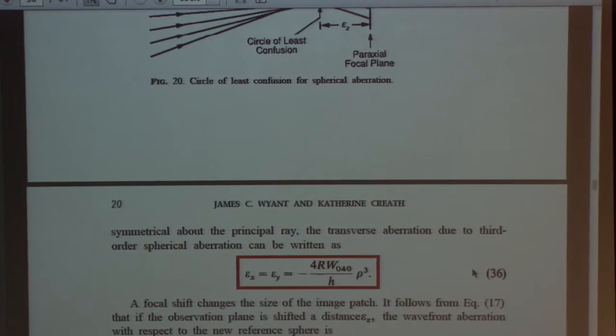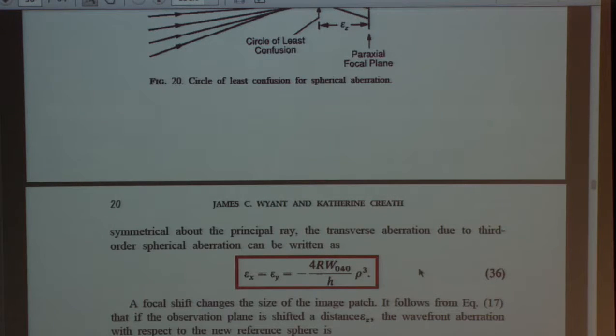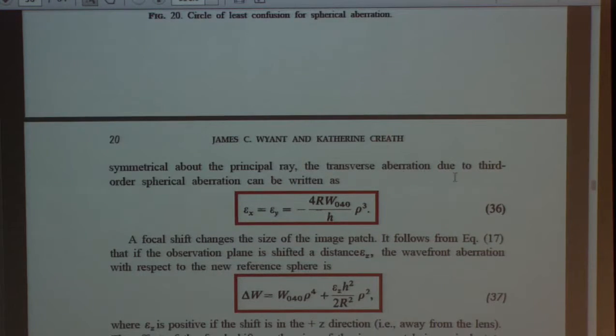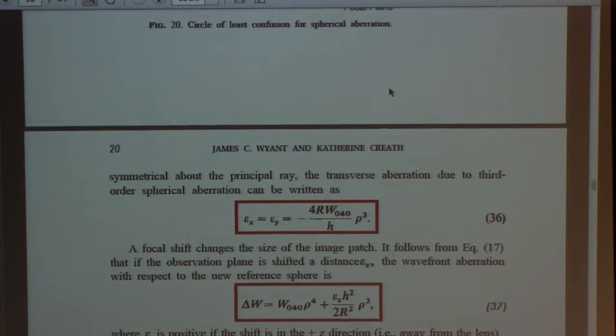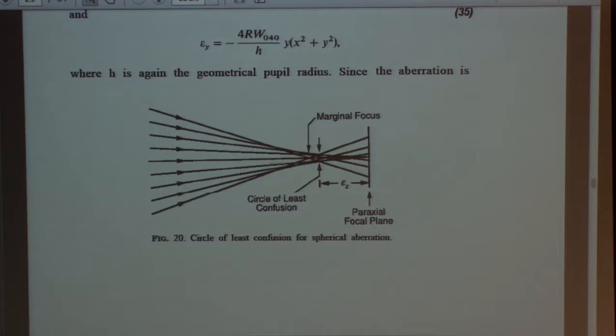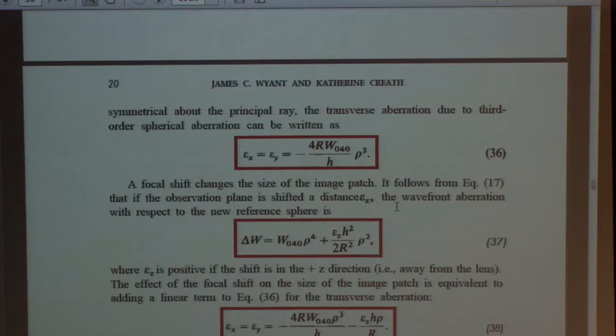And so this is, I mean, the aberration is symmetrical. And so I can write here that the transverse aberration due to third order spherical is just minus 4r W040 over h times rho cubed. Now, the size of this image, so the transverse aberration, depends upon just where I look at it. If I have a lateral shift, or if I introduce some defocus, the size of this will change, just as we showed right here. If I move back and forth here, the size will change.